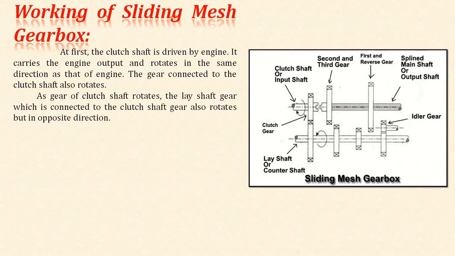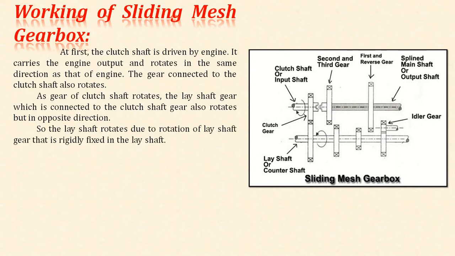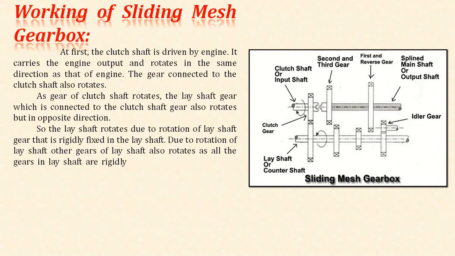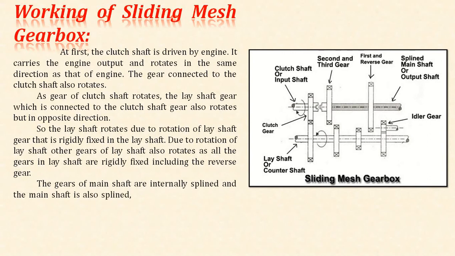As the clutch shaft rotates, the lay shaft gear, which is connected to the clutch shaft gear, also rotates, but in the opposite direction. So the lay shaft rotates due to the rotation of the lay shaft gear, which is rigidly fixed on the lay shaft. Due to the rotation of the lay shaft, the other gears on the lay shaft also rotate, and all gears on the lay shaft are rigidly fixed, including the reverse gear.